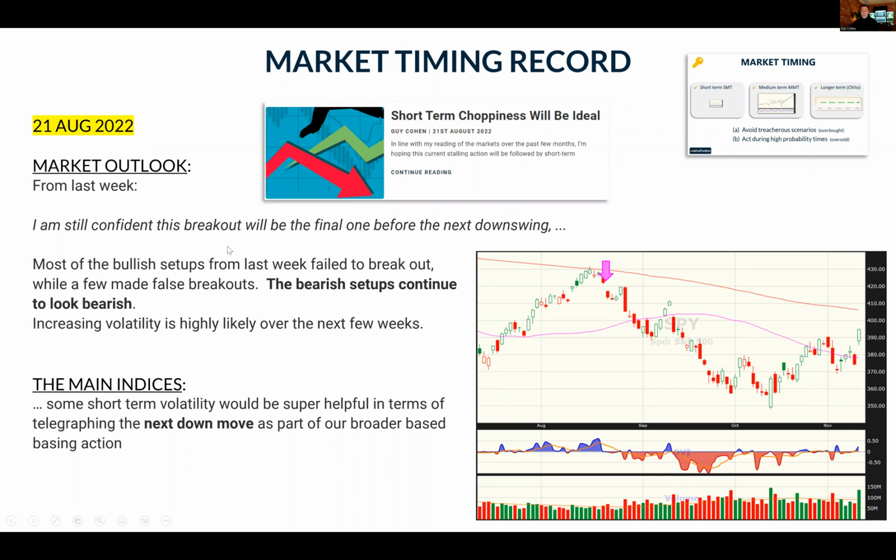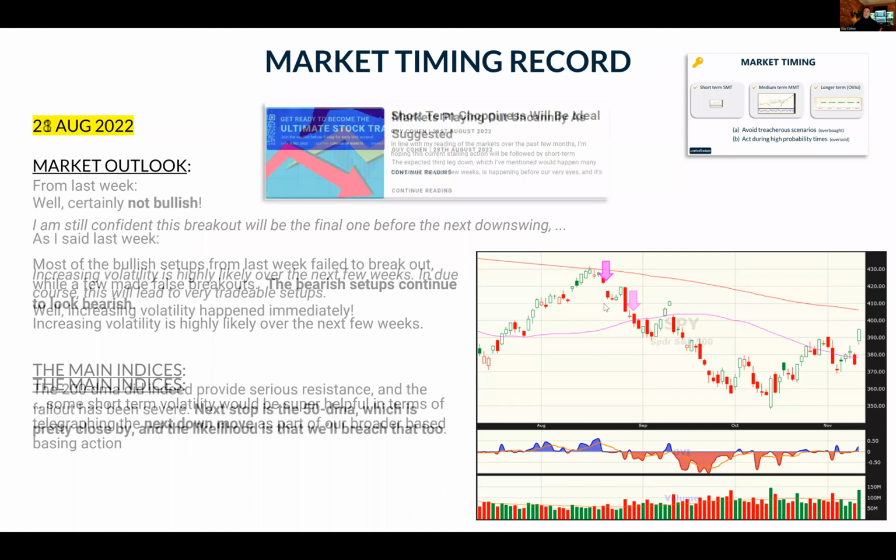So on the 21st of August, I was basically just saying things like, look, we could really do with some short-term choppiness. Here's the arrow. That's where we were at that time. I said, look, bullish setups in last week failed to break out. Bearish setups continue to look bearish. Increasing volatility, highly likely over the next few weeks. And we're talking about some bit more volatility, be good for the next down move. Did we get a down move? We did. Go the following week to the 28th of August.